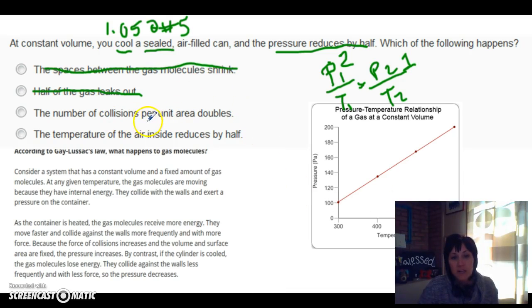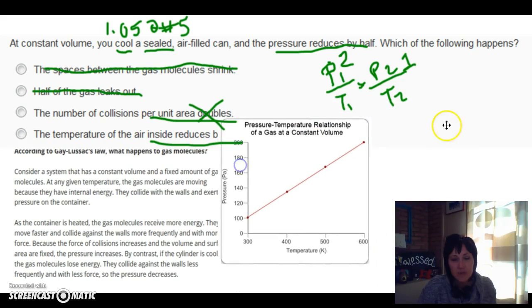The number of collisions per unit area, if the collisions double, what would have happened? That would have meant the pressure increased, right? If collisions double, pressure is going to increase. That's what creates the pressure. So that one doesn't even make sense. That's opposite. If the pressure reduced by half, the temperature also got reduced by half. You can see that with your nice visual when you're looking at your graph. Hopefully that helped for number 5. If you have questions, let me know.